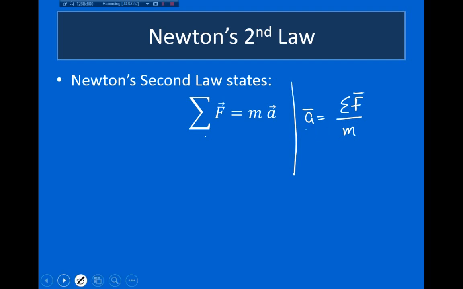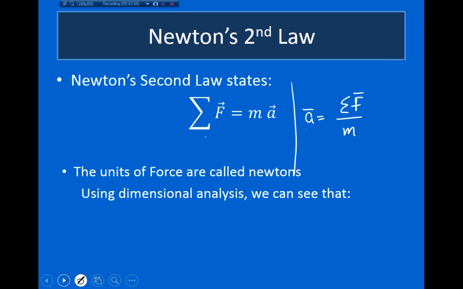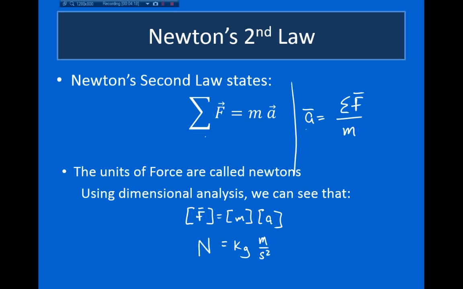Okay? Now, we measure force with units of newtons, and we can use this formula here to see what a newton is equal to. So if we apply dimensional analysis, the units of force are equal to units of mass times units of acceleration. Mass, remember, is measured in kilograms. Acceleration is measured in meters per second squared. So what we see is that 1 newton is equal to 1 kilogram meter per second squared.